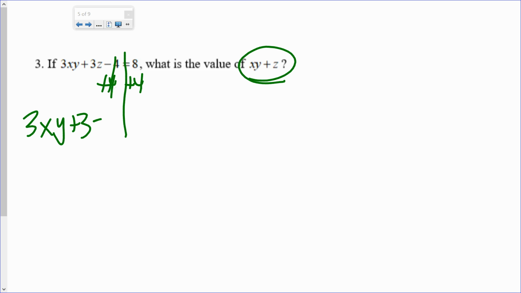3xy plus 3z equals 12. Now, I want xy plus z. I have 3xy plus 3z. I want you to think about what we're going to have to do to end up with xy plus z. I'll give you about 15-20 seconds to think about it.